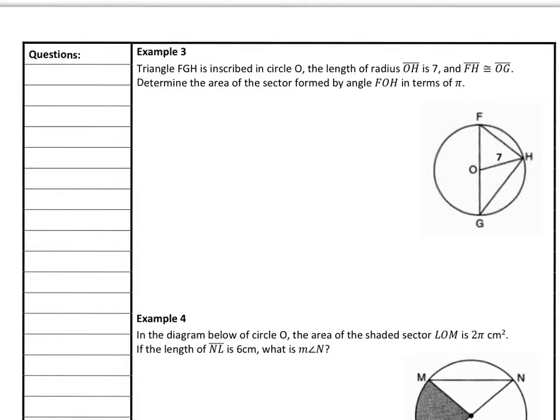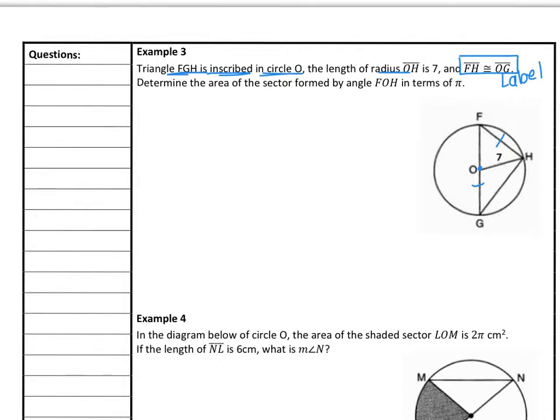All right, example 3. Triangle FGH is inscribed in circle O. The length of radius OH is 7, so I'm going to label it, it's already labeled, the 7. And they told us that FH is congruent to OG. So I'm going to make a note that you label with tick marks on your diagram. So FH is congruent to OG. Okay, so those guys are congruent. O is the center because it says circle O.